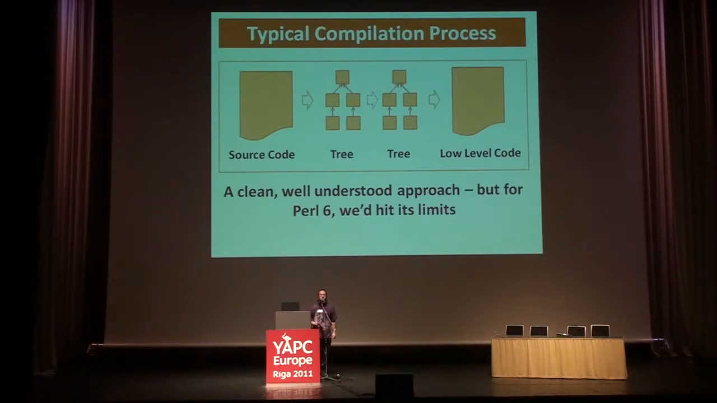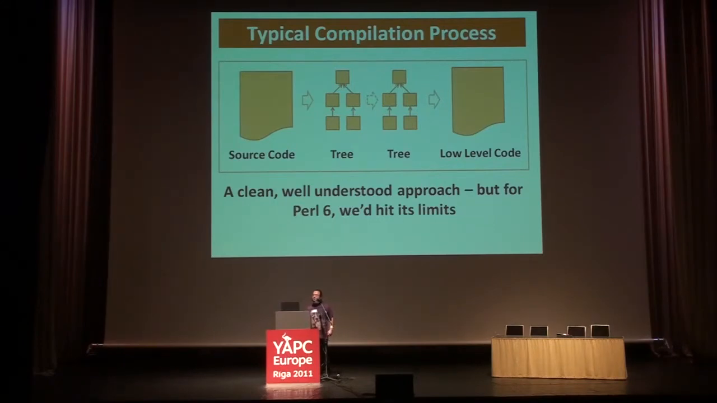So a lot of what we had to do over the last year was take a good hard look at our compilation process. Now, typically when you have a compiler, a lot of them just do something like this. They take some source code, they turn it into a tree representation, because trees are really what you tend to want to work with inside a compiler. We transform it between various types of tree, and we emit some low-level code at the end. Now, this is pretty clean. It's kind of pure. It's very easy to test and work with. But for Perl 6, we started to hit the limits of this approach. In fact, we've really been pushing past them already.